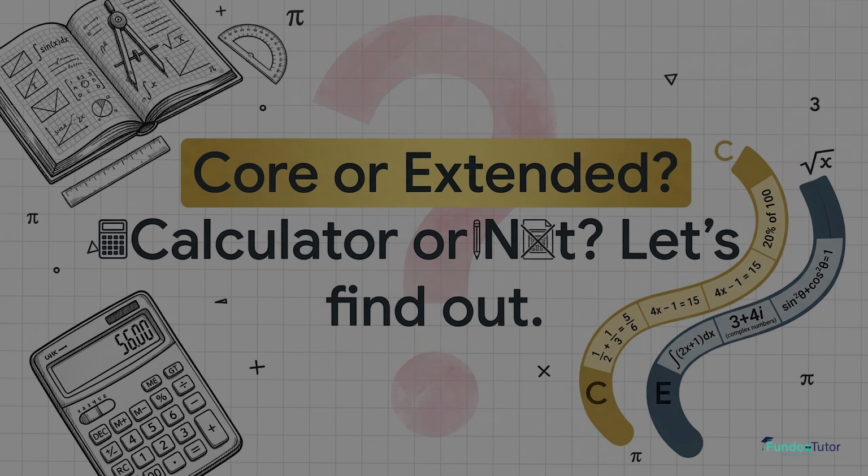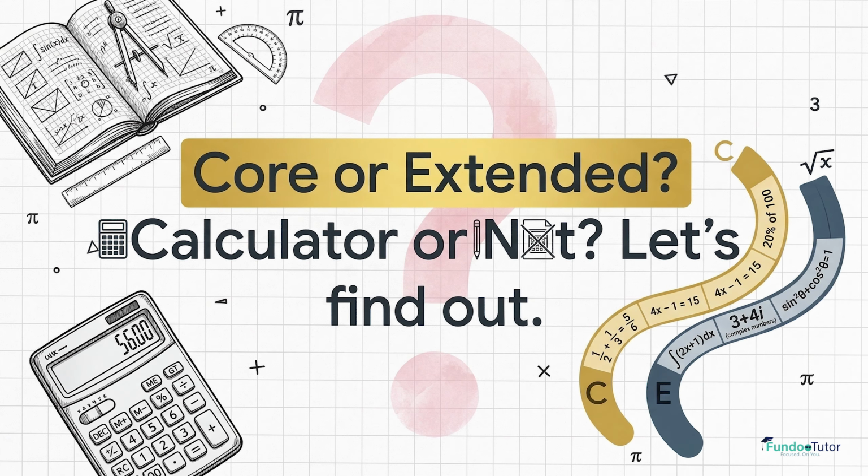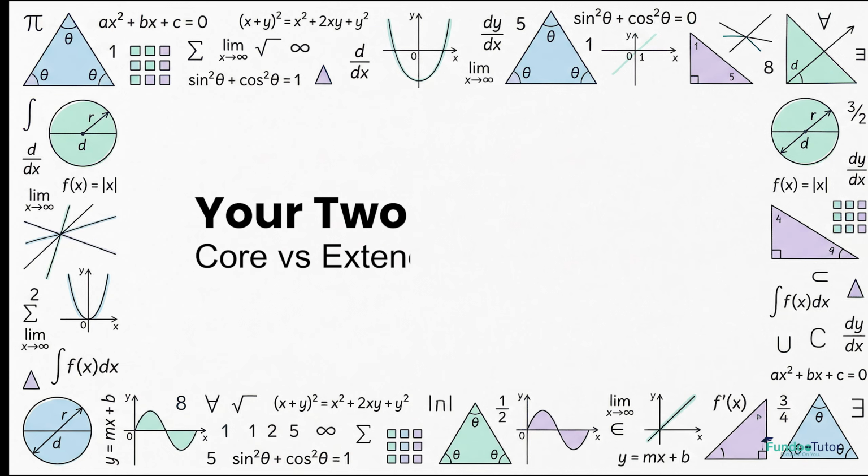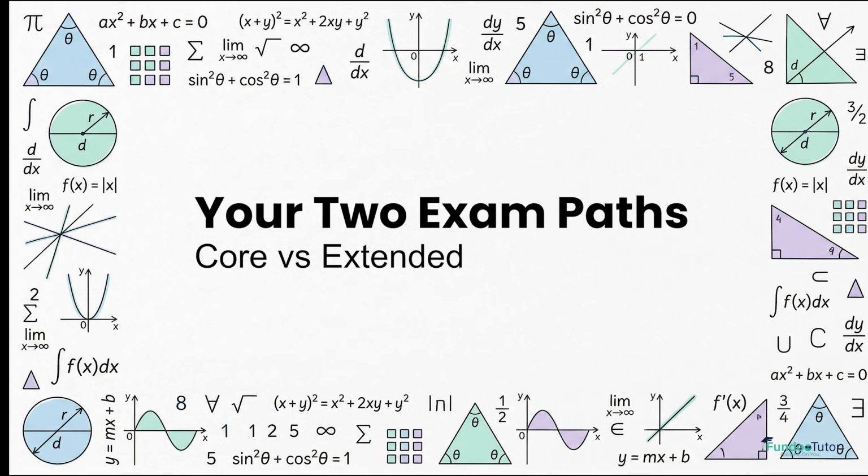Let's dive in. Yep, these are the big ones. These are the first couple of things every student needs to get straight: which level is right for you, and when you can use that trusty calculator. We're going to tackle that first big decision right now, core versus extended. Okay, so the very first choice you'll make is picking your tier. Cambridge International gives you two main paths to go down, core and extended.